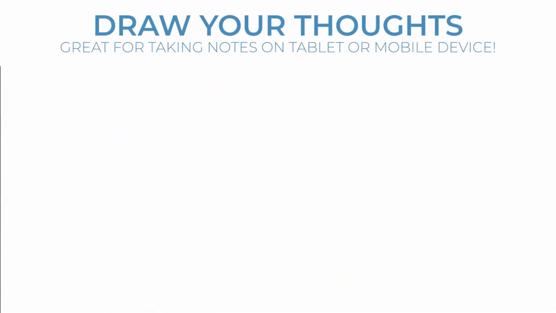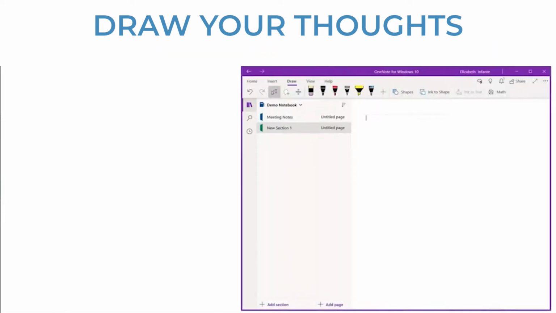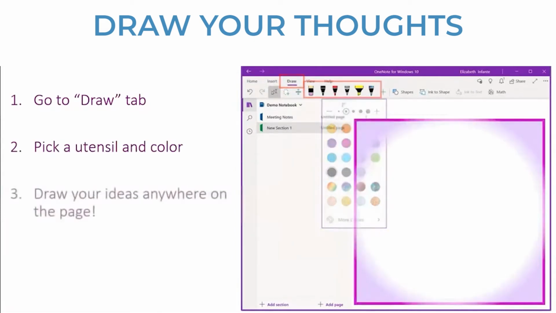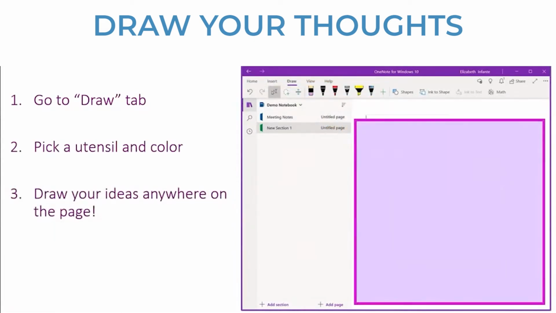Another fun thing that you can do, and this is great for a tablet or a mobile device, is to draw your thoughts. And we're going to go over how to do it on a desktop first to show you the functions, and then we'll go over how to do it on a mobile device. So the first thing that you want to do is go to your Draw tab. You're going to pick a utensil and a color, and then you can draw your ideas in this space. Anywhere in this space you can begin drawing, which is a really, really fun thing to do.